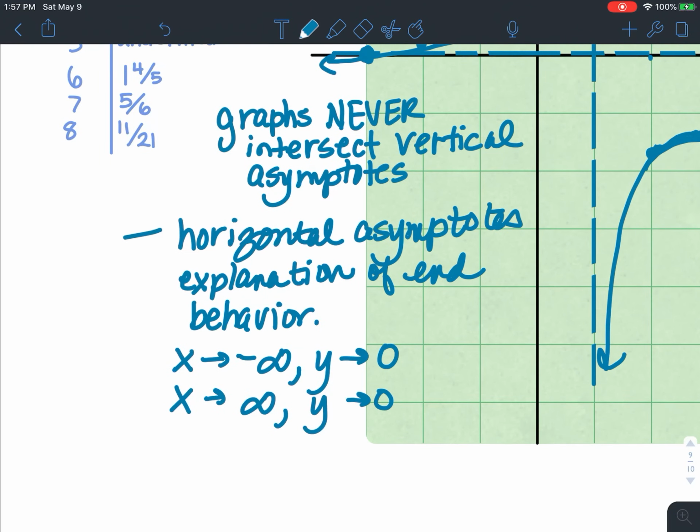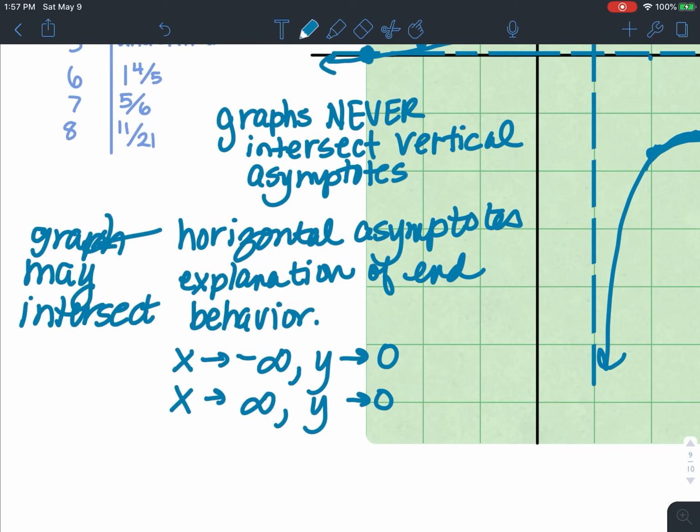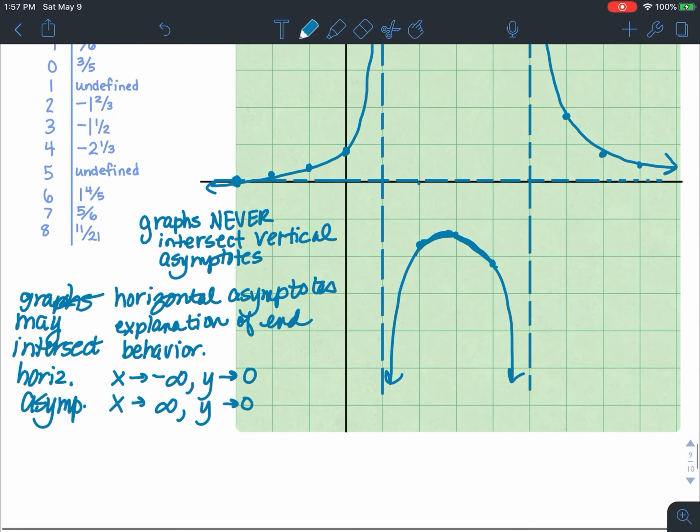And so that's a big difference between horizontal and vertical asymptotes. Horizontal asymptotes may intersect, or I should say the graphs may intersect a horizontal asymptote, but they will never intersect a vertical asymptote. So probably what this graph is doing is it's crossing the x-axis. It's coming down, and then it must be bending back up. It's probably very, very slight and almost impossible to see on your graph, but that's the kind of thing that you can find in calculus. So in calculus, we could find that point even if you can't actually see it on a graph because it's too slight.